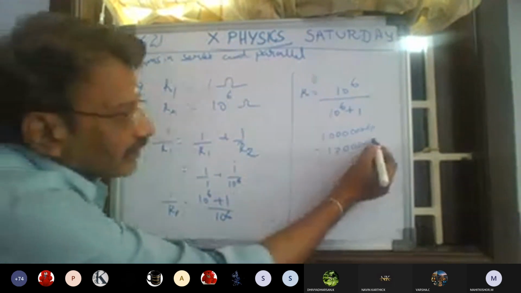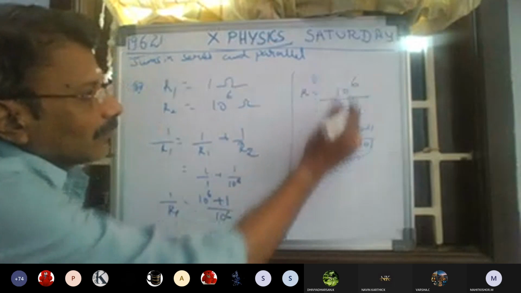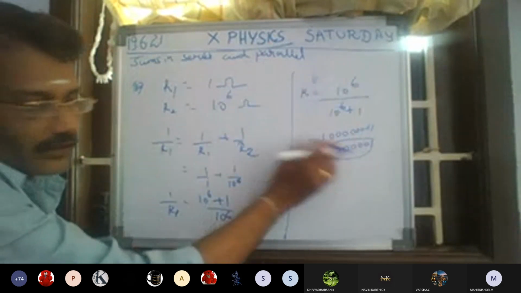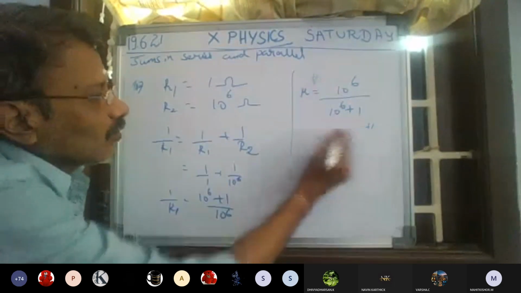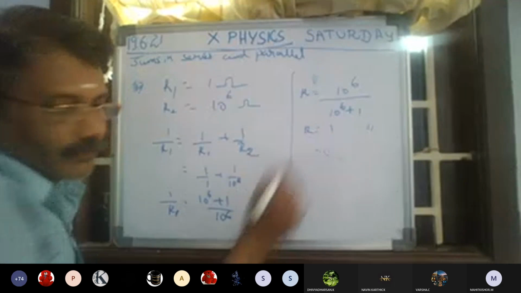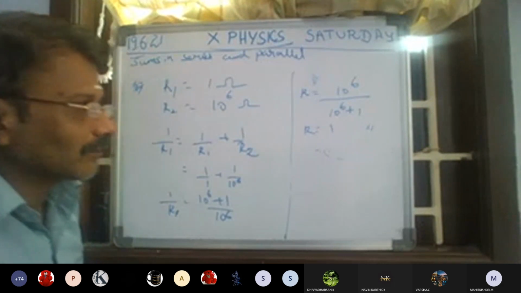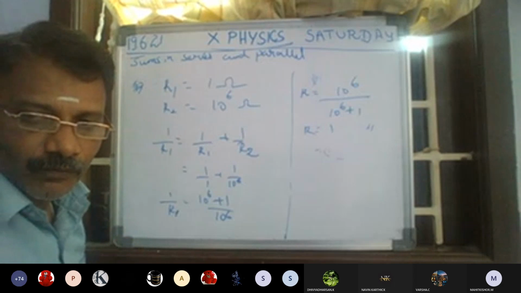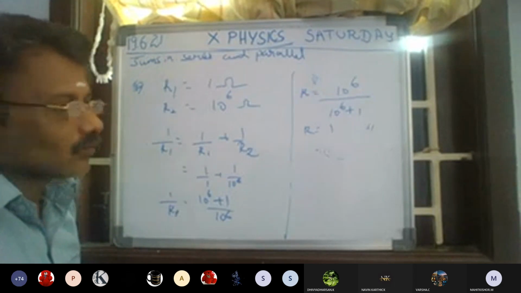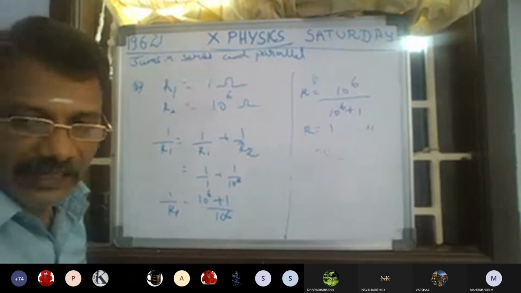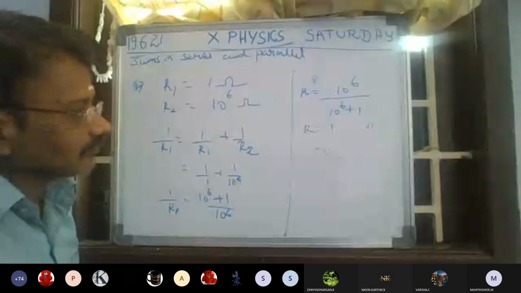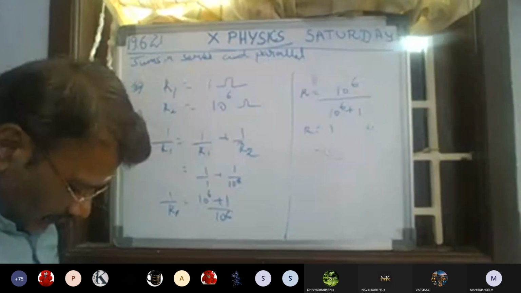So next, the value changes. We can cancel 10 to the power 6 and 10 to the power 6 and take it as nearing 1. So R is equal to 1. Do you understand? The value is almost 1, because that extra 1 is negligible. So we can take R is approximately equal to 1. This is for the first sum.